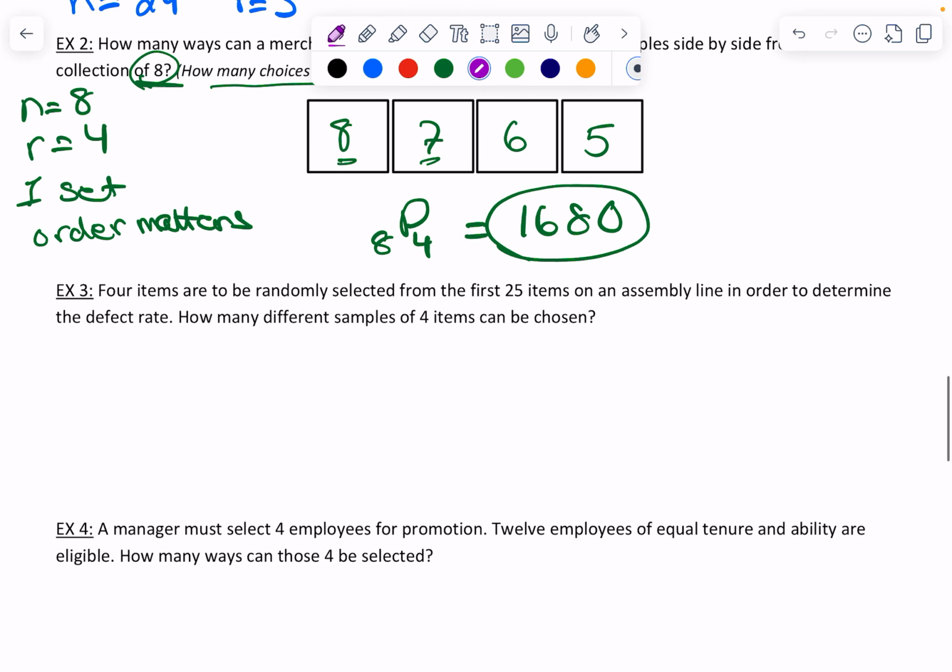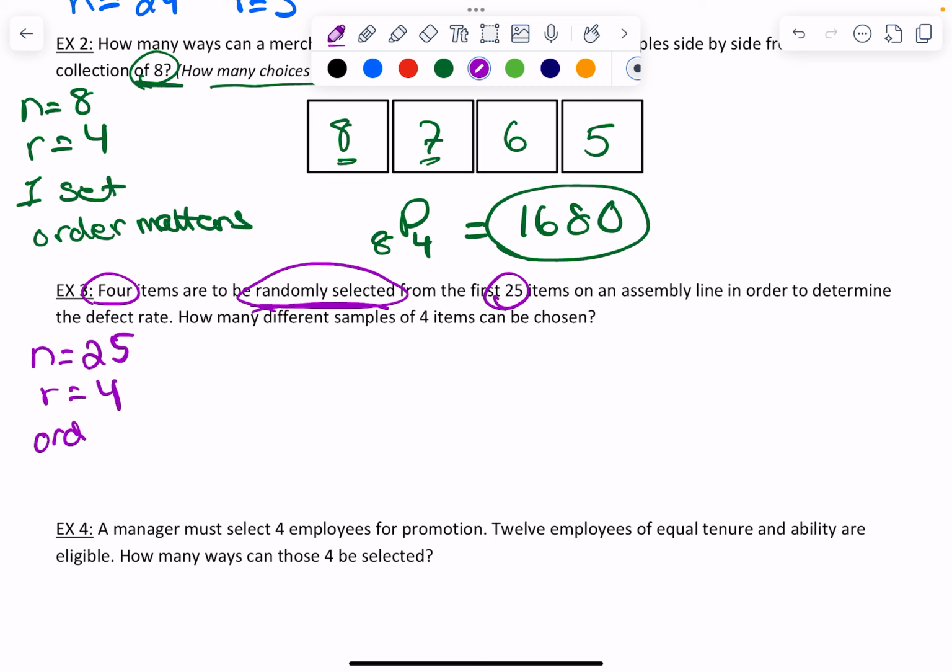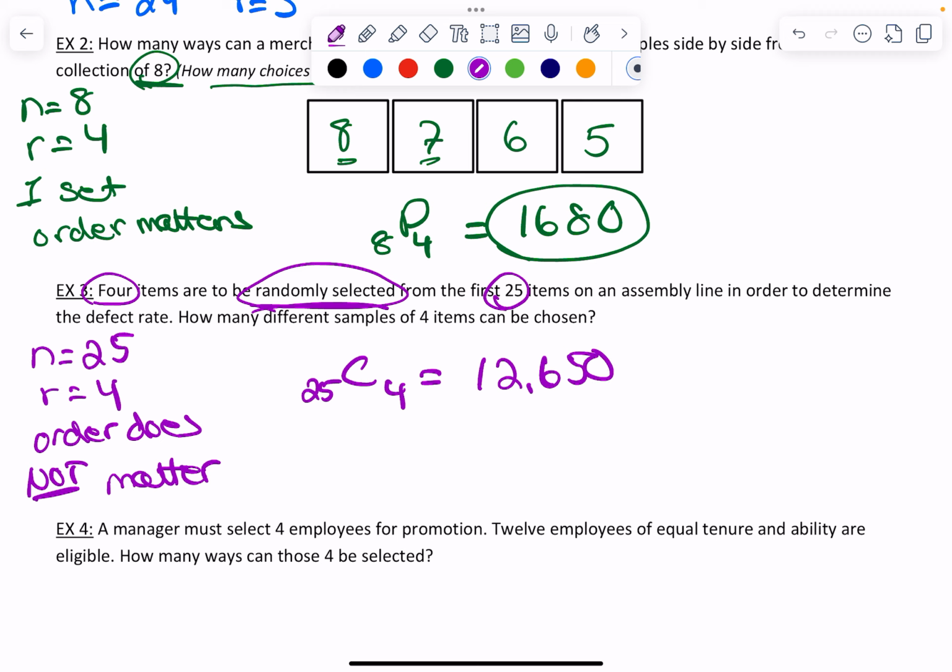Now, 4 items are to be randomly selected from the first 25 items on an assembly line in order to determine the defect rate. How many different samples of 4 items can be chosen? So we have 25 items, and we choose 4. Now, randomly selected, so order does not matter in this case. So we're going to use combination, and we get 12,650.